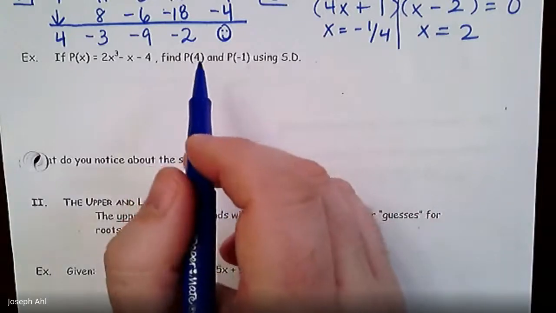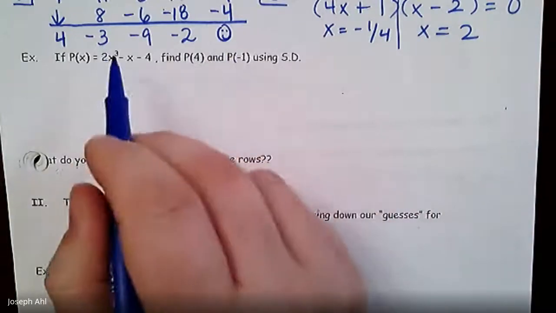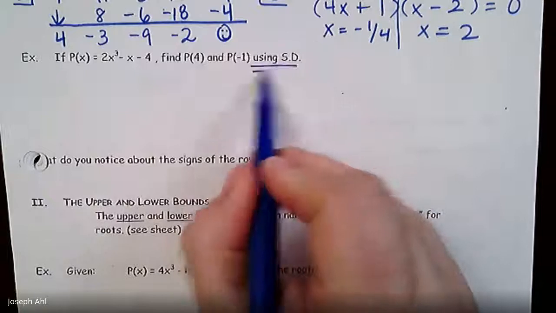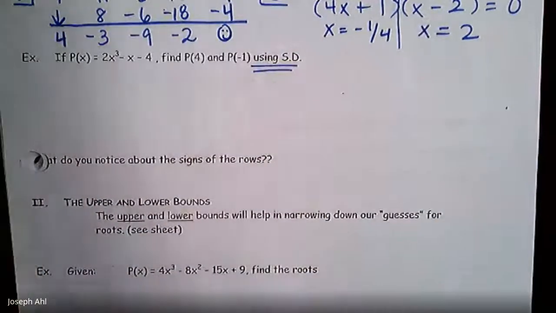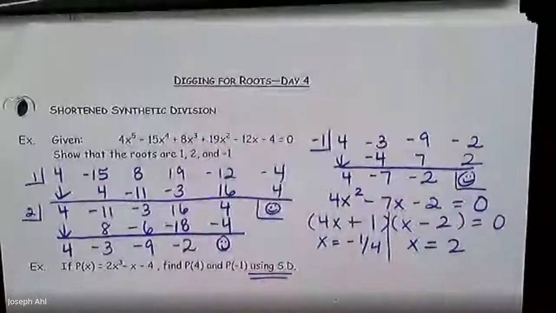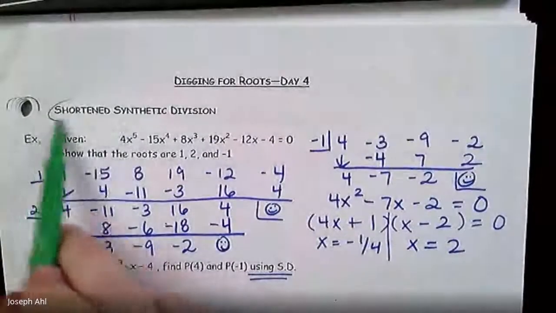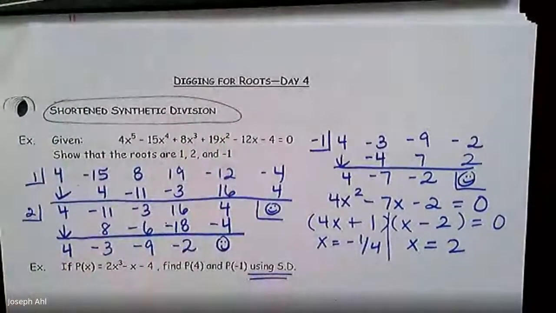So the remainder theorem would just allow us to plug 4 and plug -1 in for x, but it does say to specifically use synthetic division. I am going to use the shortened method of synthetic division. That was kind of what it said we were going to do at the start today, the shortened synthetic division.